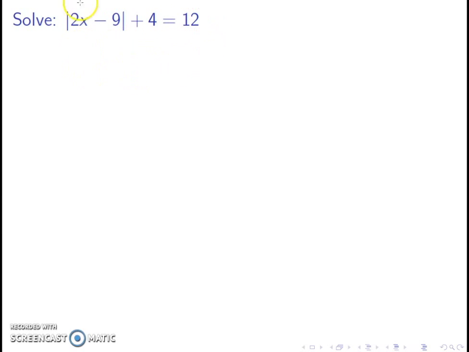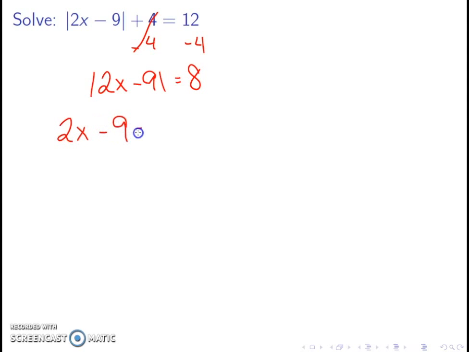So anytime I'm dealing with an absolute value equation, the first thing to do is to isolate the absolute value. So I'm going to start by subtracting 4 from each side. On the left, I get the absolute value of 2x minus 9. On the right, I get 8. And absolute values have two equations. I have 2x minus 9 is equal to 8, and 2x minus 9 is equal to negative 8, since the absolute value of negative 8 is also 8.